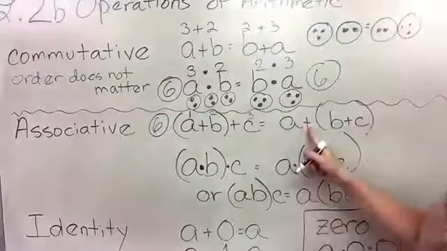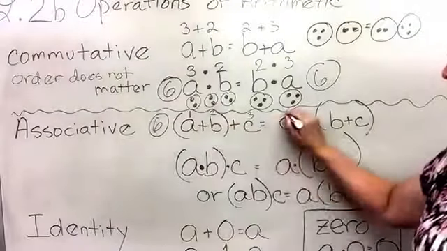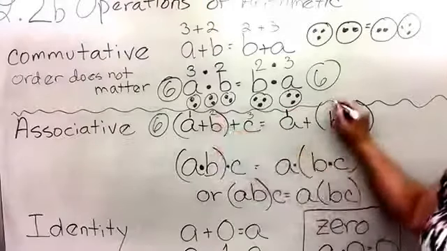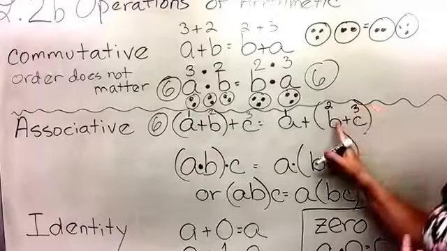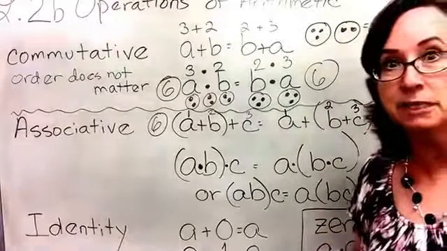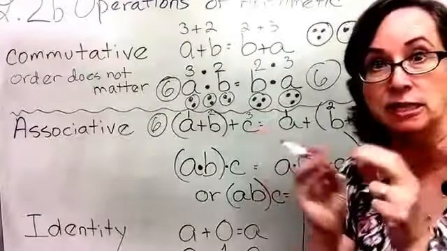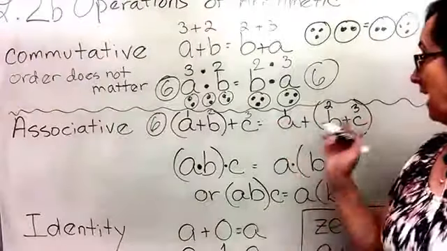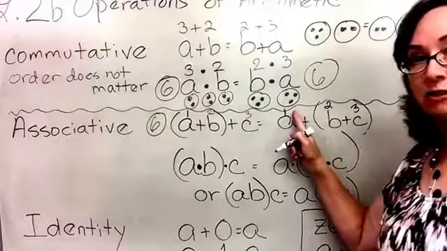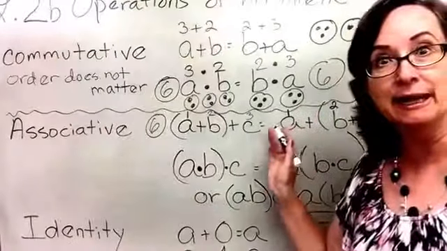Then over here, remember A was 1, and B was 2, and C was 3. Well, here I've got B and C buddied up together. They're pals, they're associates. So 2 plus 3 is 5, and then I take that 5 and I add it to the 1 over here, and what do I get again? I get 6.